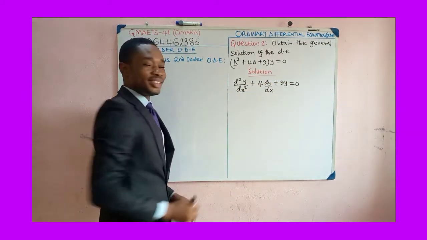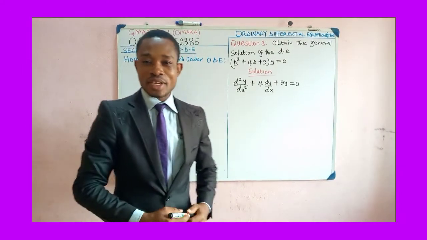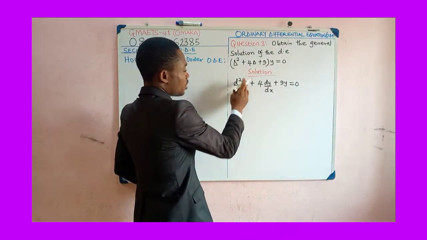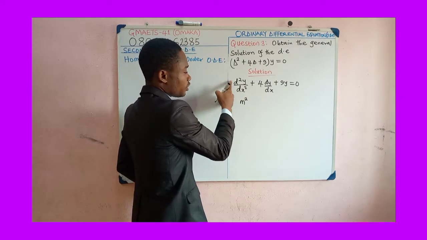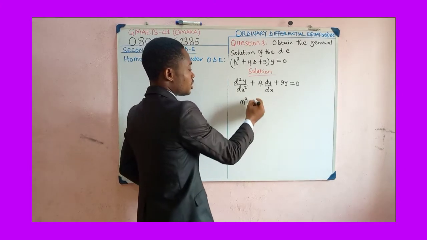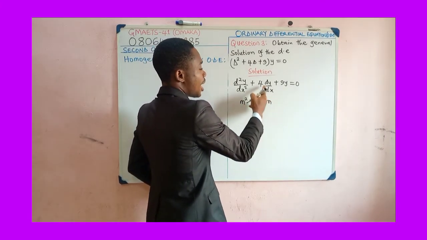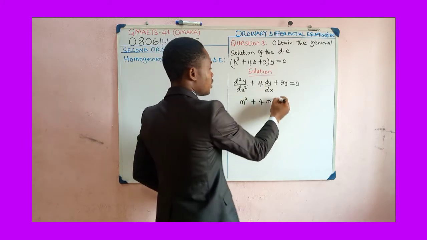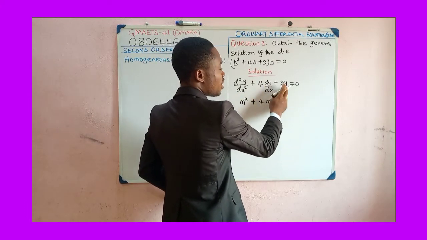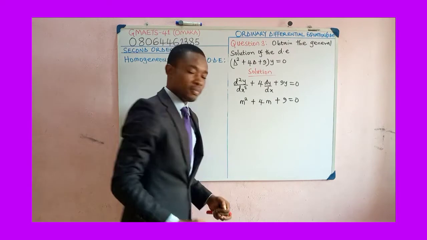Quickly, we are going to seek the auxiliary equation. And the auxiliary equation from here is m squared, the coefficient of this second derivative is 1, then plus 4 times m, representing this first derivative, then plus 9. There is no derivative here, equal to 0.